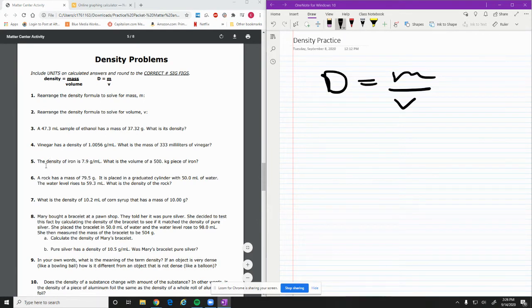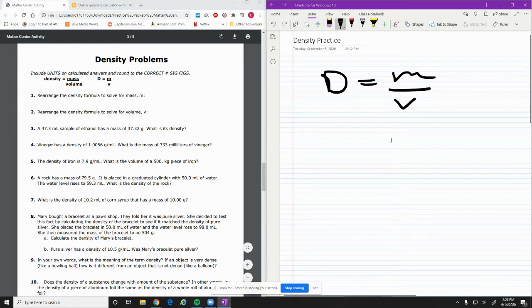Problem number 5 says that the density of iron is 7.9 grams per ml. What is the volume of a 500 kilogram piece of iron?